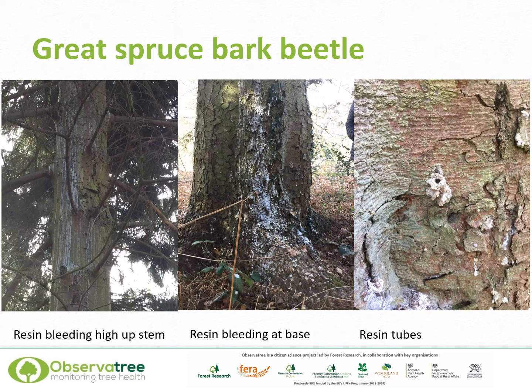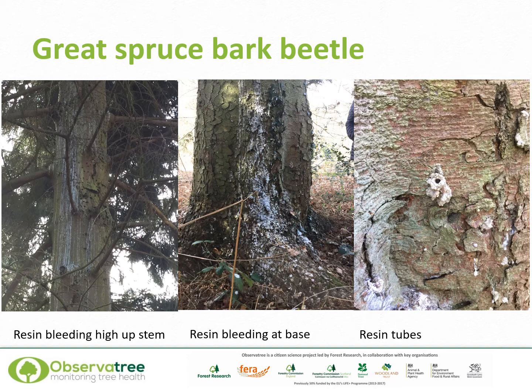Resin tubes are characteristic of great spruce bark beetle infestations. These are produced as the female beetle bores into the bark to lay her eggs, causing the tree to respond by producing a strong resin flow in an attempt to protect itself. The resin tubes range in colour from creamy white to purple and brown. The presence of resin tubes accompanied by resin bleeds are useful indicators of beetle infestation.